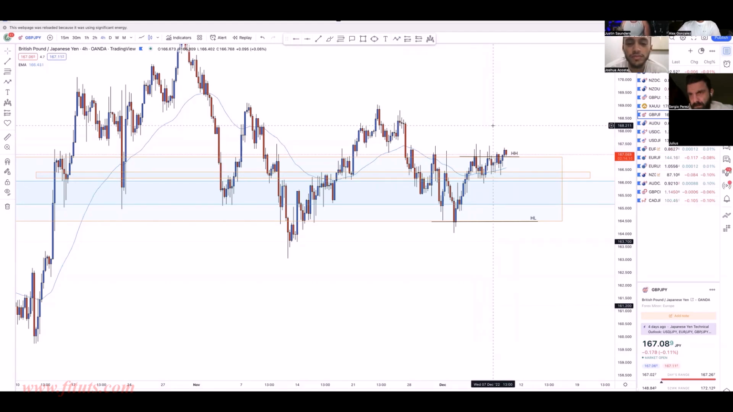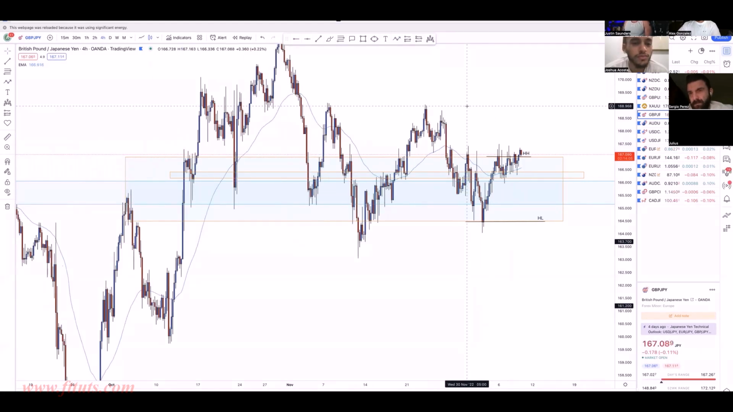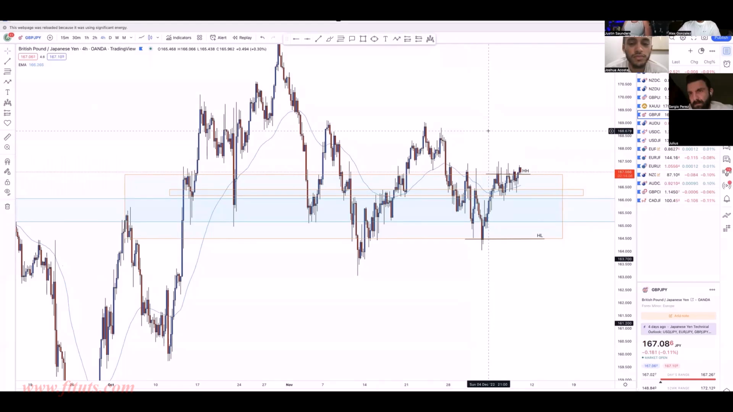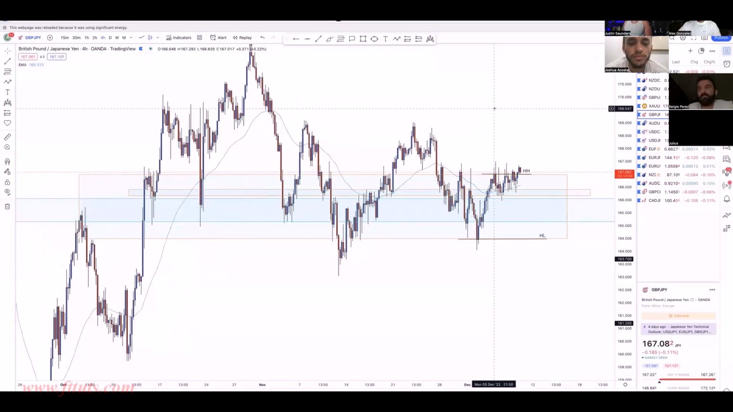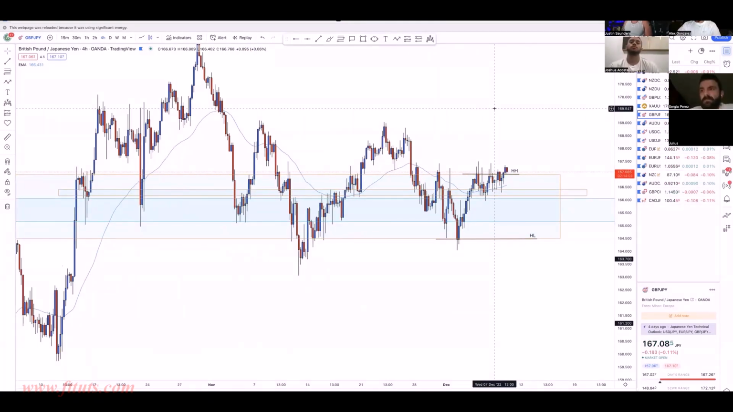Pretty simple, but the overall is just market structure. What do you guys think so far? Is it clear? Is it complicated? Give me your thoughts, please. Literally, your thoughts help me a lot.